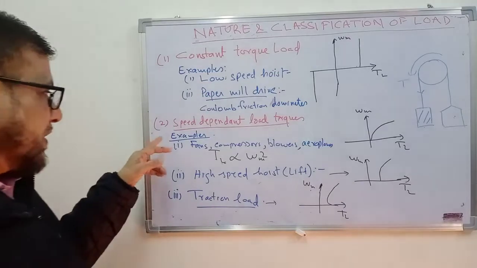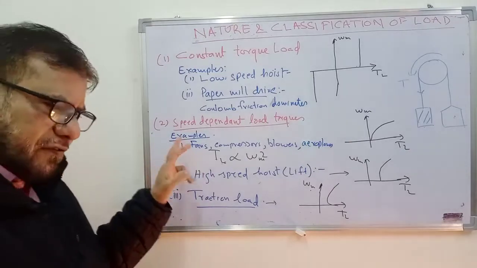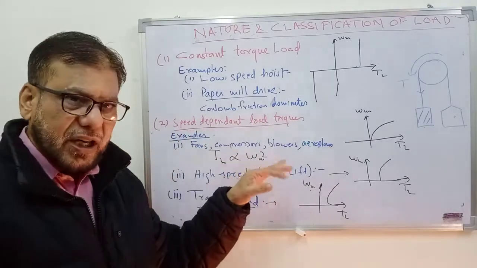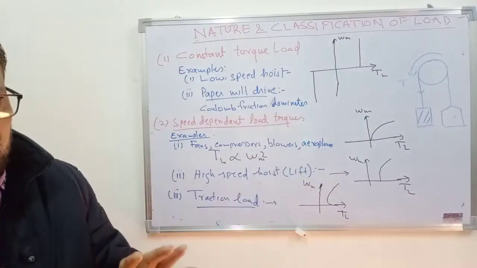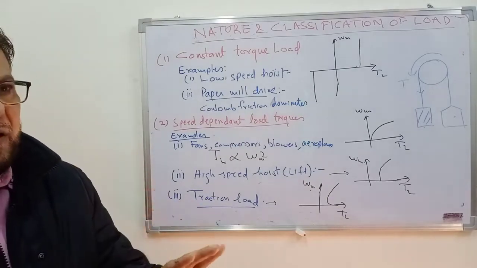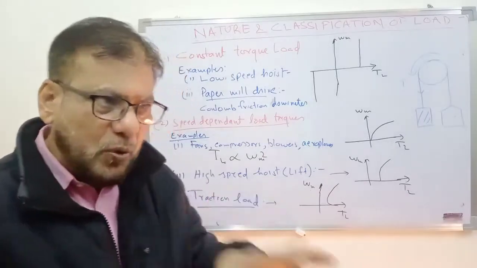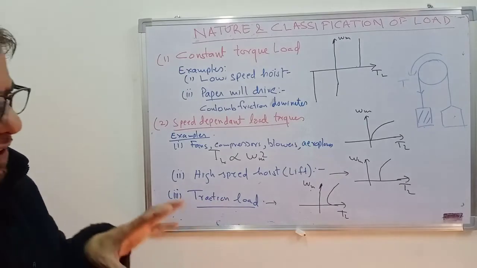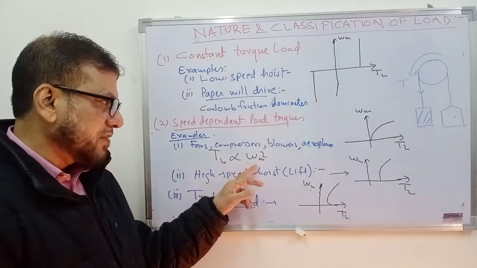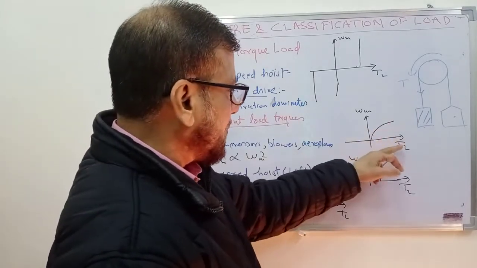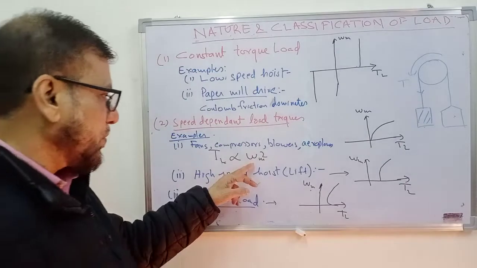Now let us see what are the different speed dependent load torques. One example is fans, compressors, blowers, aeroplanes. In these loads, the actual load is the wind. For example, a fan, ceiling fan or a cooler fan, it has to push air. So the load is the wind. The higher the speed you want, the more torque you have to produce. So this torque depends on the square of the speed. It can be shown like this. So this is the load torque, and as the speed increases, the load torque increases rapidly. It depends on the square of the speed.